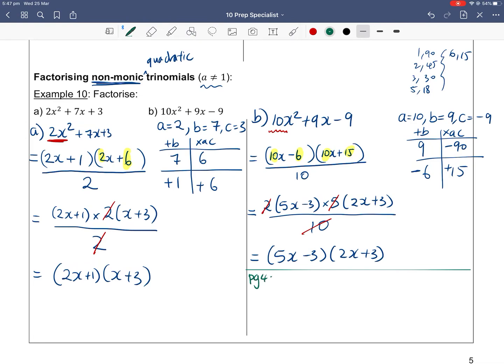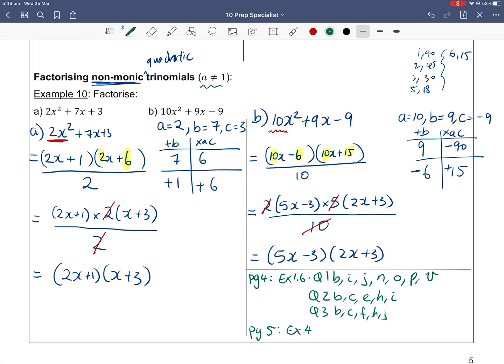So page 4, exercise 1.6, question 1b, I, J, N, O, P, V, question 2, B, C, E, H, I, question 3, B, C, F, H, and J.